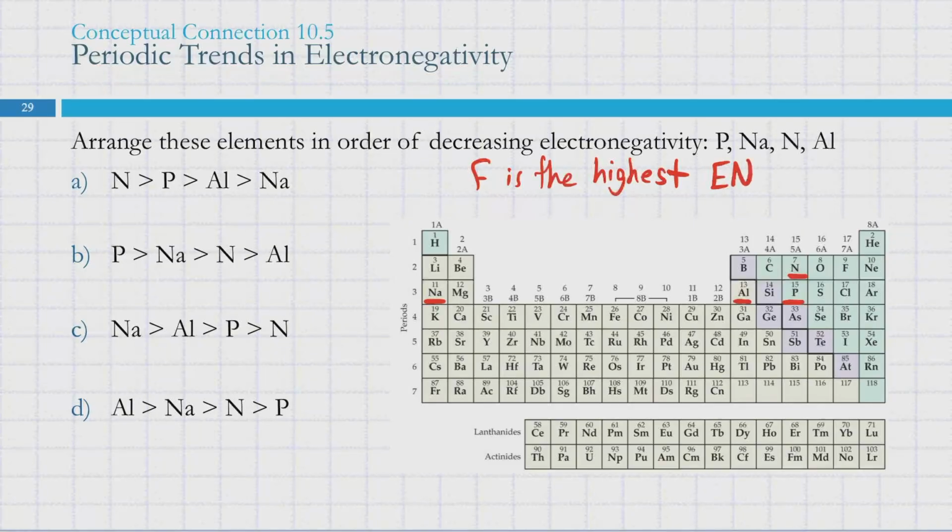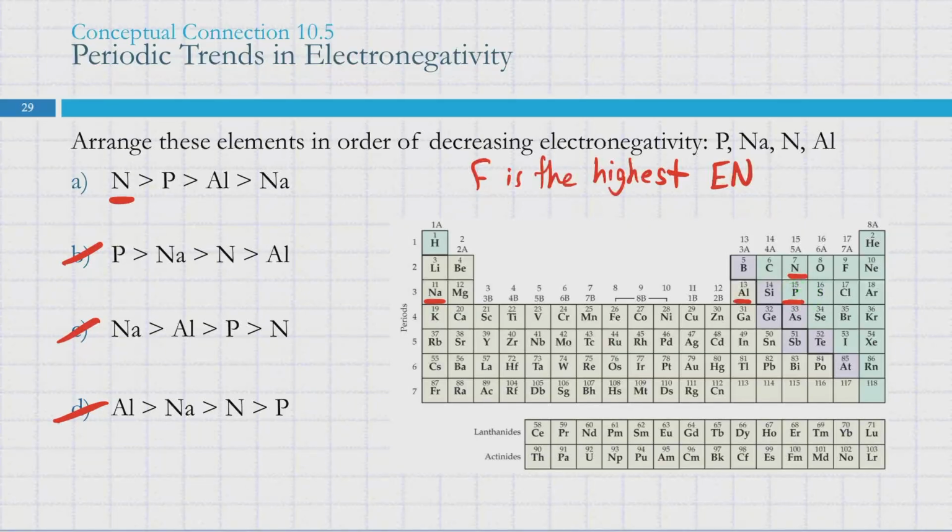Fluorine is the highest electronegativity, so proximity to fluorine is proximity to power. The closer you are to fluorine, the higher the electronegativity value is. So we're basically going in order of closest to fluorine to furthest from fluorine. Which of these four is closest to fluorine? Nitrogen. Nitrogen is closest, so it should be our first one. And it's only the first one for one of these options. So it's got to be that one.